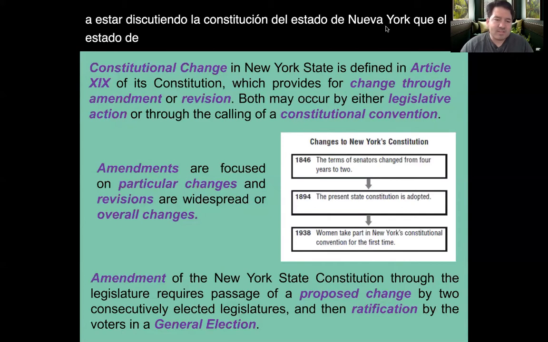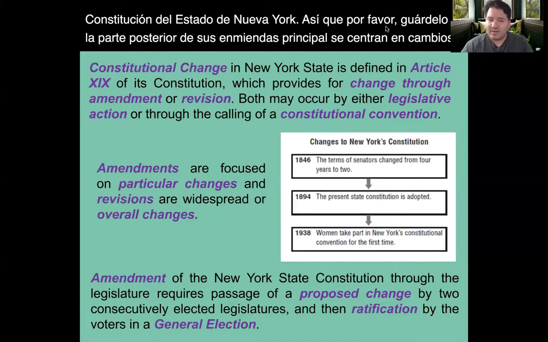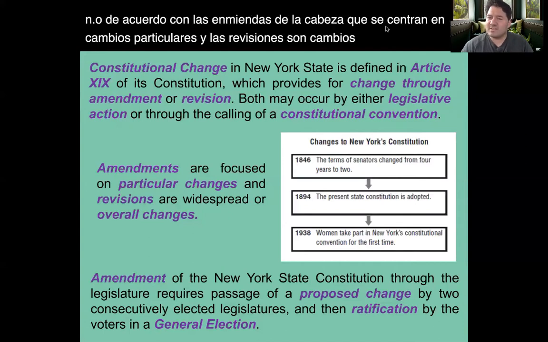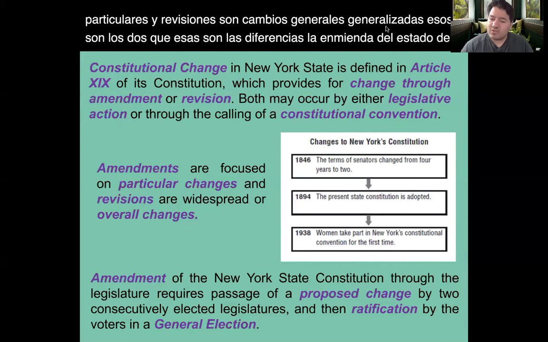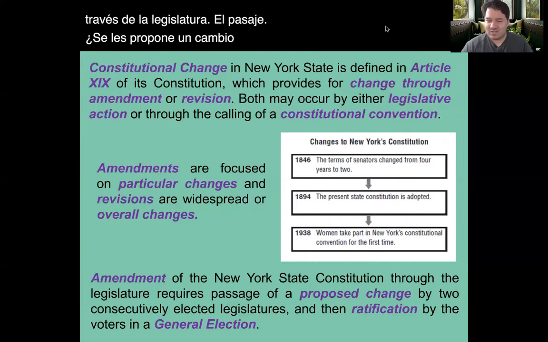Amendments are focused on particular changes, and revisions are widespread or overall changes. Those are the differences. The amendment of the New York State Constitution through the legislature requires the passage of a proposed change by two consecutive elected legislatures.